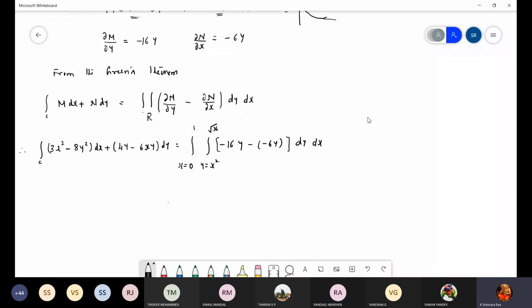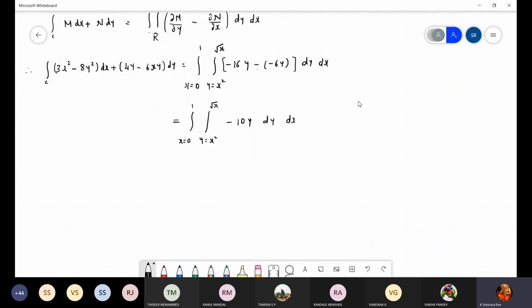Now one more step I will write. That is equal to the double integral, x equals 0 to 1 and y equals x square to root x. Minus of minus is plus, no? Minus 16y plus 6y gives minus 10y, dy and dx. Okay. Now integrate with respect to y first, keeping x constant, and the outer integral you should write as it is.